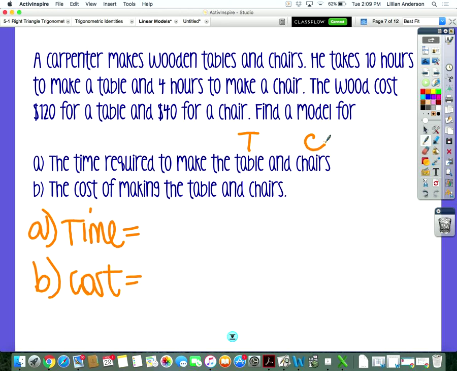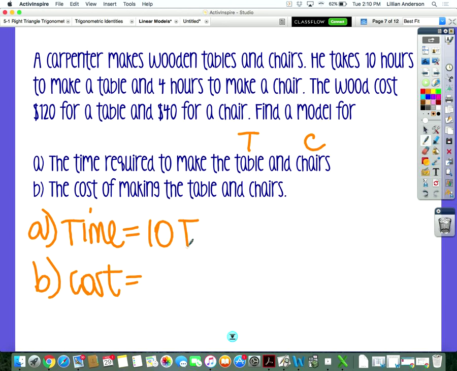And so to write a model, aka write an equation for the time required to make the tables and chairs, how long did it take the carpenter to make the table? One table? 10 hours. So if he made 5 tables, it would take him how many hours? 50. And so you can write a general expression to represent the amount of time it took him to create tables as 10T. 10 hours per table.